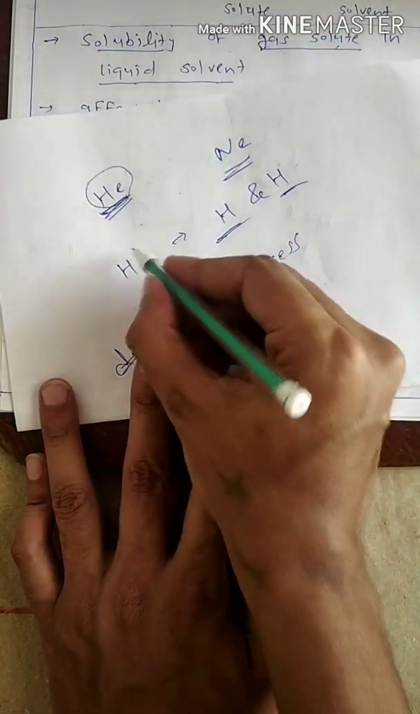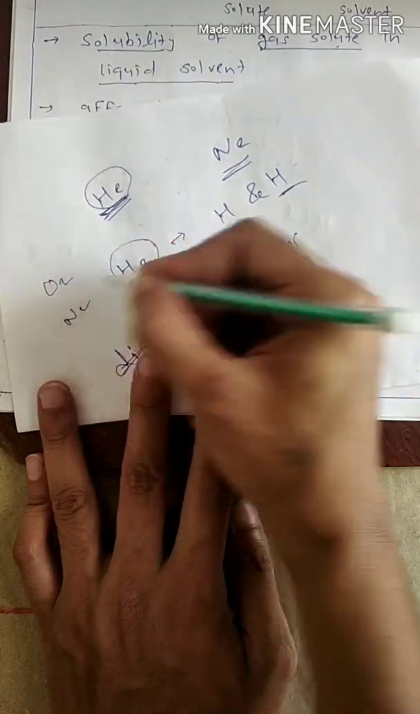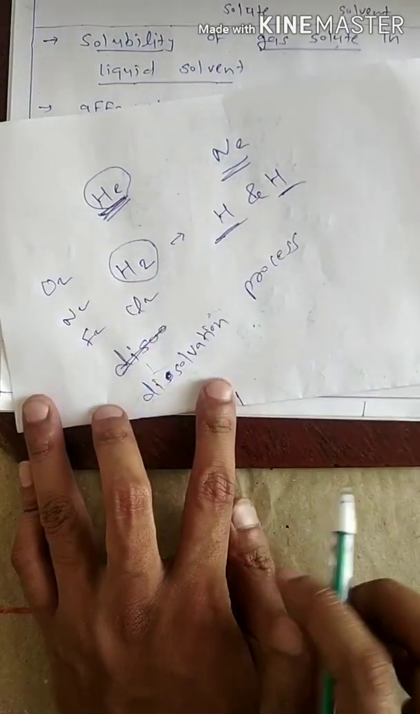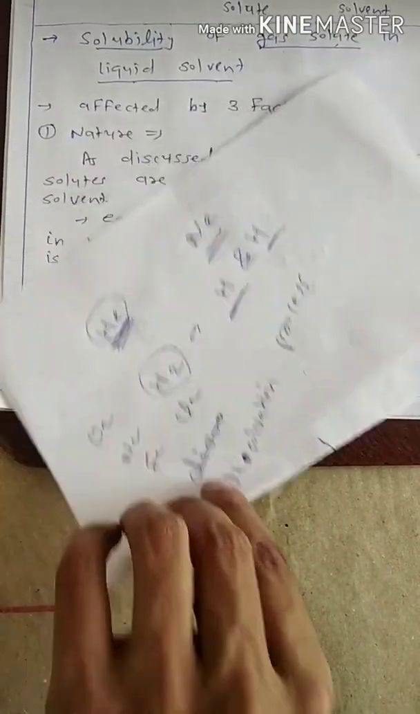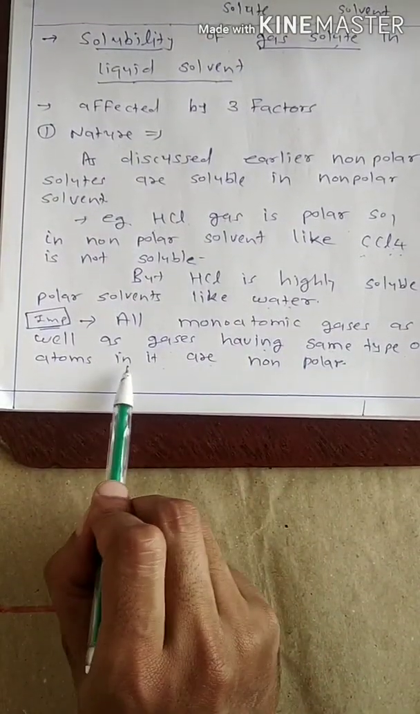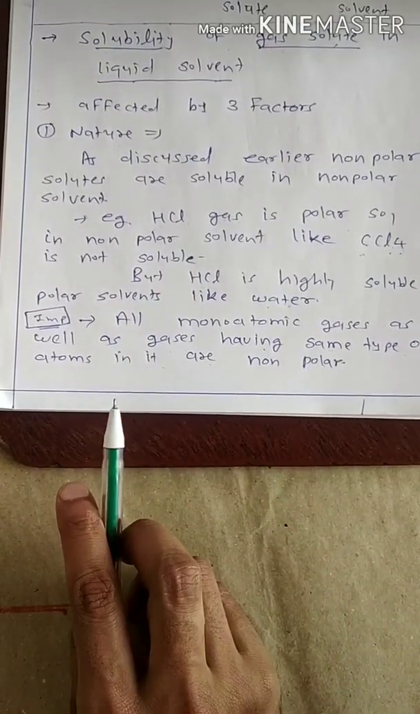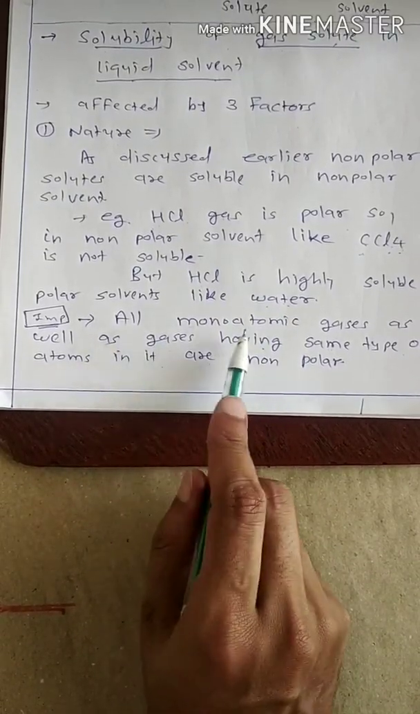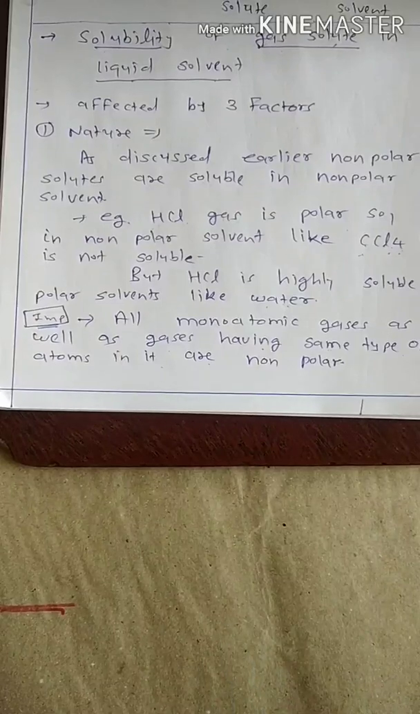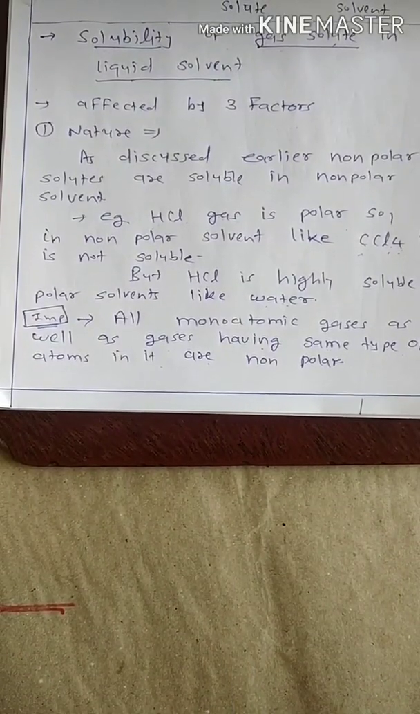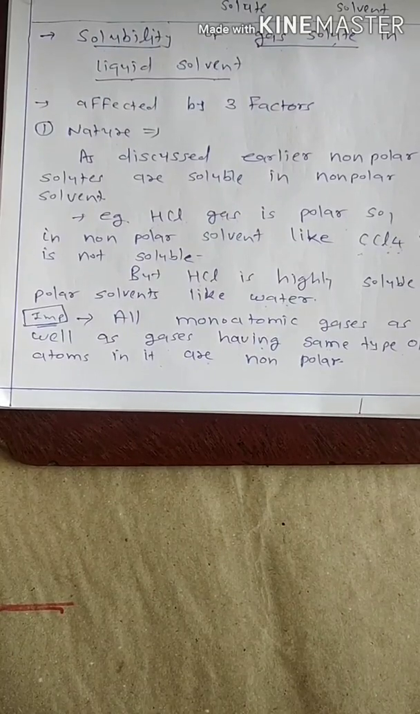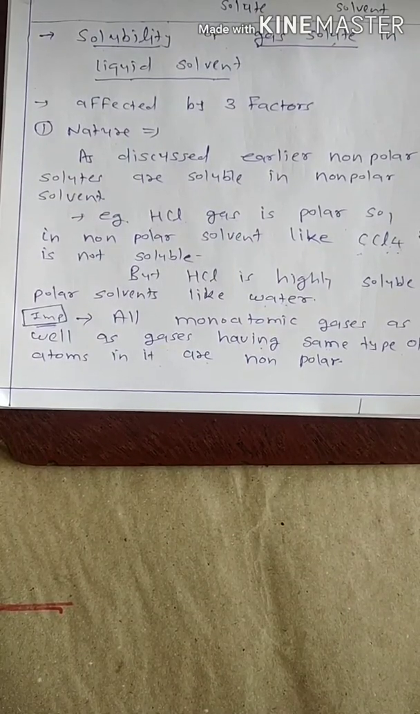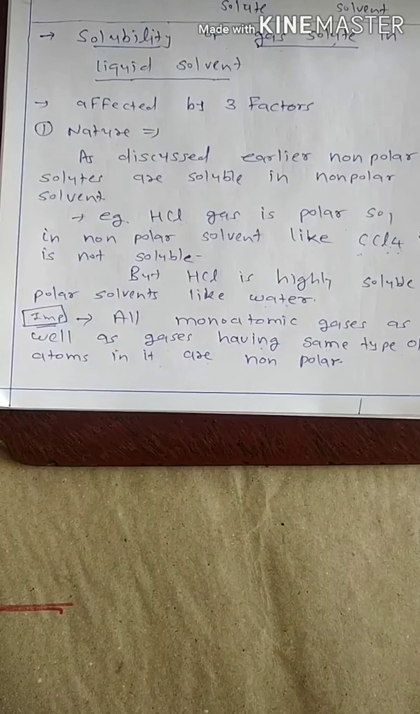So this type of gas, H2, O2, N2, F2, Cl2, whichever you want to take, that gases are taking place here. So that gases are non-polar in nature. Okay. Again, this point, monoatomic gases like helium, neon, argon, inert gases that are non-polar in nature, and gases having same atom in it that is also non-polar like H2, N2, O2, etc.